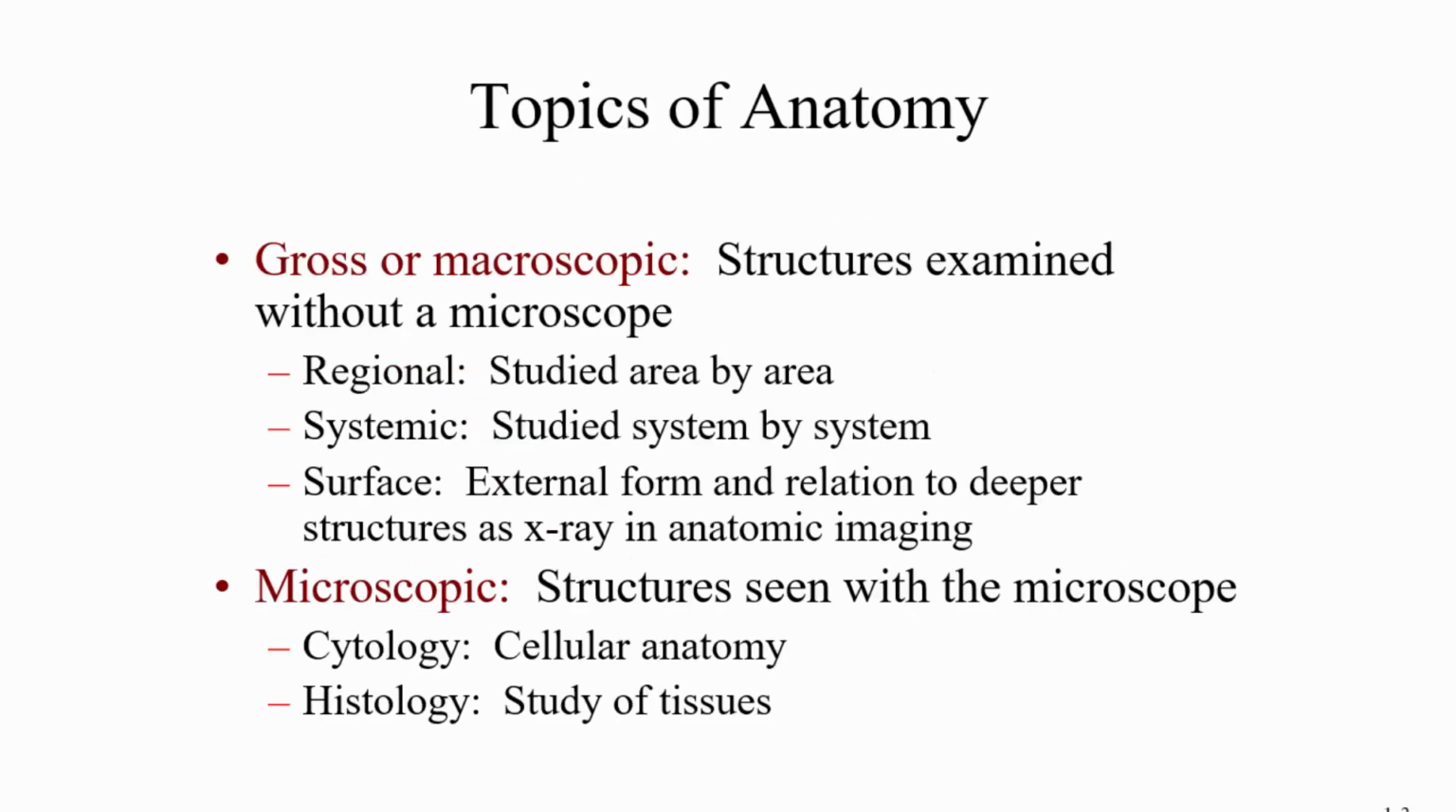So topics of anatomy, we have gross or macroscopic anatomy and microscopic anatomy. We talk about gross anatomy. We're not talking about how if you go in to see a cadaver and you're like, ooh, gross. No, that's not what we're talking about. In other words, gross or macroscopic anatomy, you don't necessarily need magnification to see it. It's what you can see with the naked eye. So these are structures examined without a microscope. And we can break this down into regional anatomy, systemic anatomy, and surface anatomy.